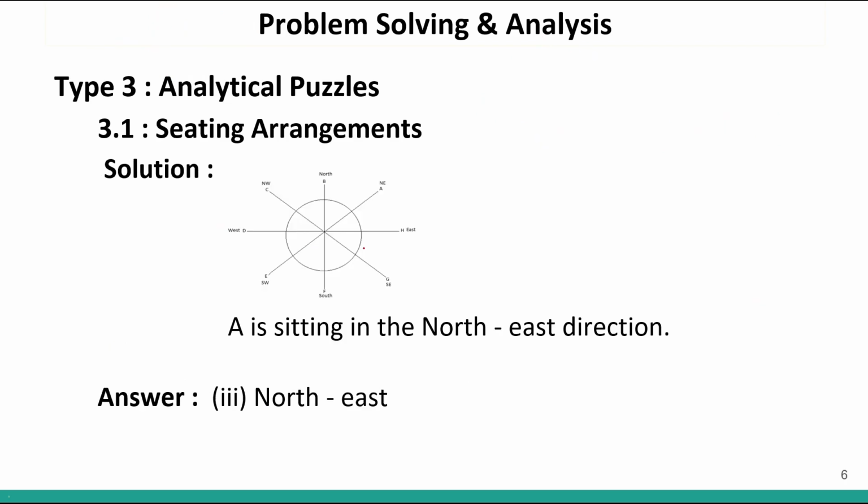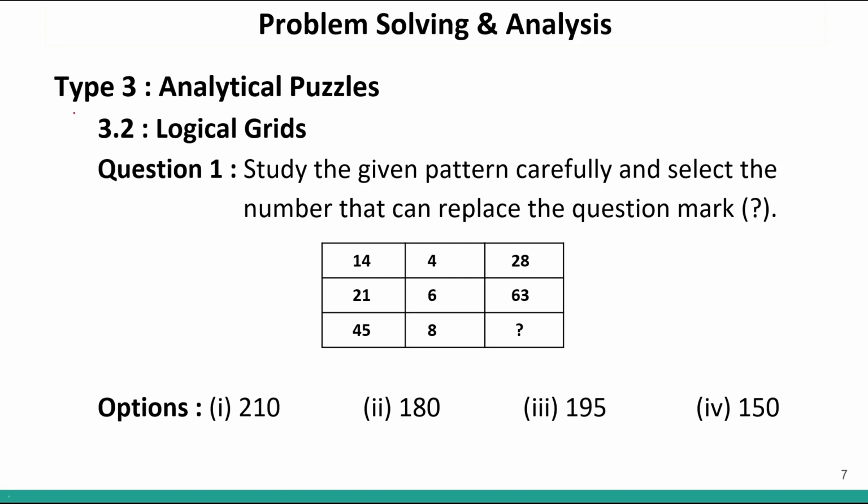Now, let us move on. This is the answer. A is sitting to the northeast direction. To the next subtype of type 3, that is logical grids. So in logical grids, I told you that certain numbers are given to us. This is a 3-row logical grid. It could be a 4-1 also. So let's say if you have something like this in a logical grid.